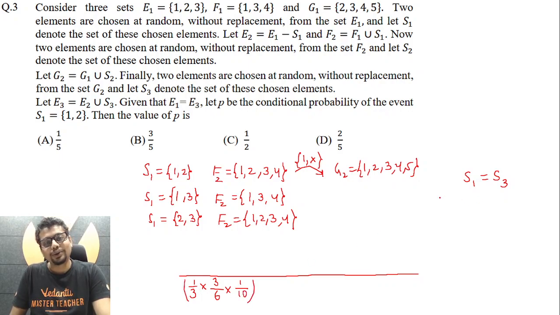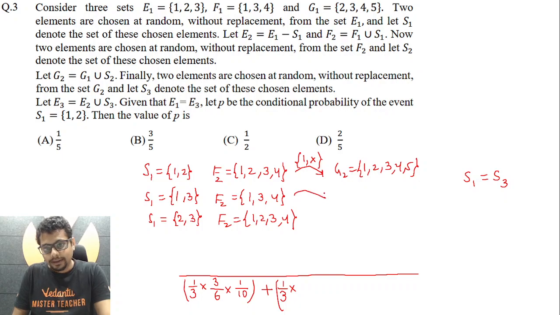And with S3 equal to S1, E1 will be equal to E3. Now let's go for the second possibility that S1 is 1, 3. F2 will definitely be 1 comma 3 comma 4. So for S1 to be 1 comma 3, 1 by 3 probability.